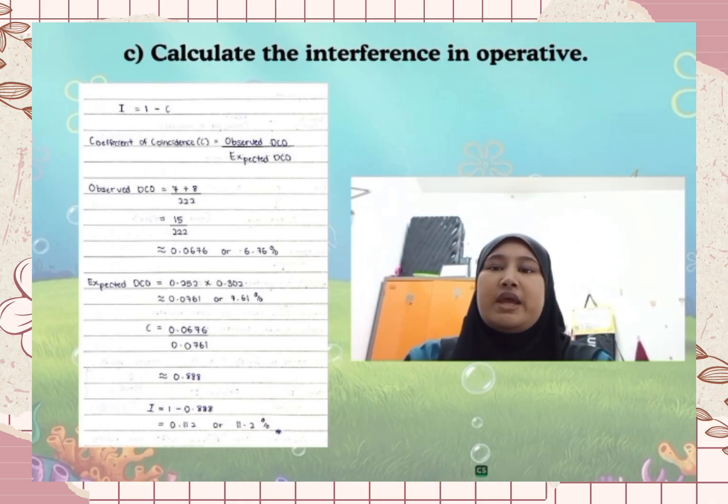Next, we calculate the coefficient of coincidence, or letter C, by dividing our observed frequency by the expected frequency, that is 0.0676 divided by 0.0761, which equals 0.888. Finally, using the interference formula I equals 1 minus C, which is 1 minus 0.888, we get our final answer of 0.112 or 11.2%. This proves that the first crossover event physically blocked 11.2% of the expected second crossover events on the chromosome.